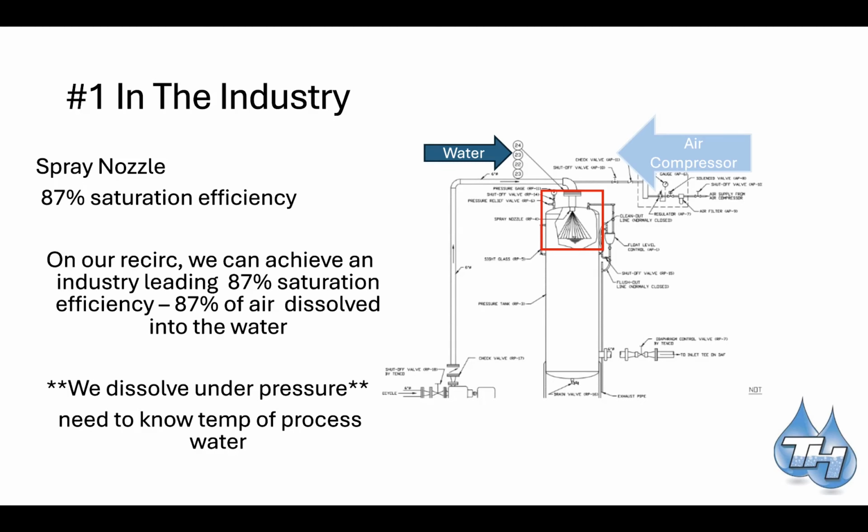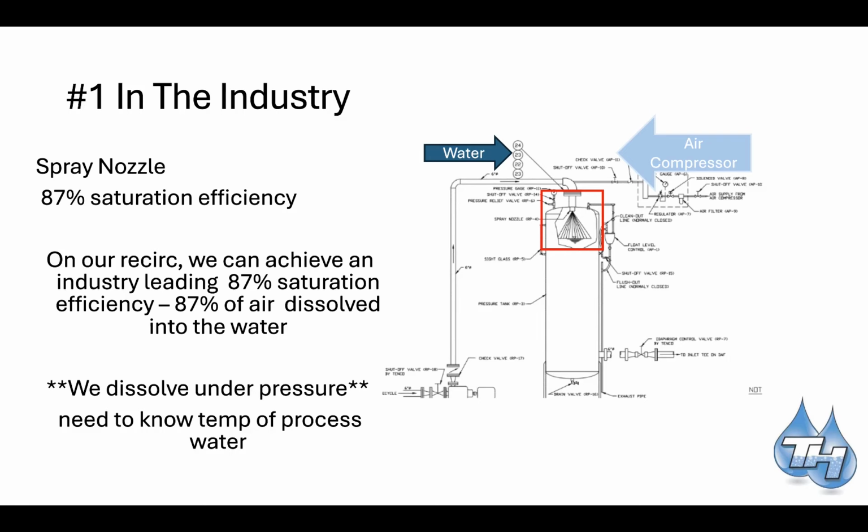And I am proud to say that from a third-party analysis of many DAF systems, we came out as number one in the industry. Our spray nozzle mechanism, which I believe to be the secret sauce of our DAF systems, produced an 87% saturation efficiency in our pressurization tank. So on our recirculation, we achieve an industry-leading 87% saturation efficiency. 87% of the air is dissolved into water.